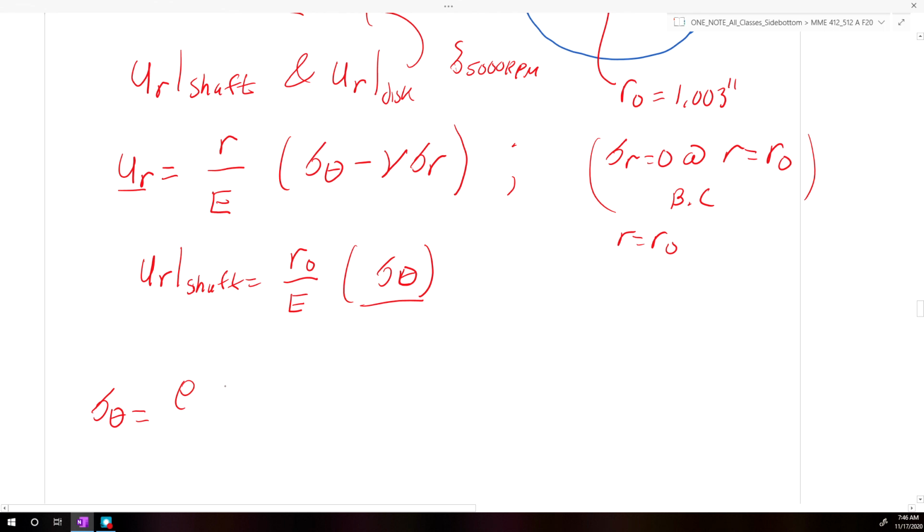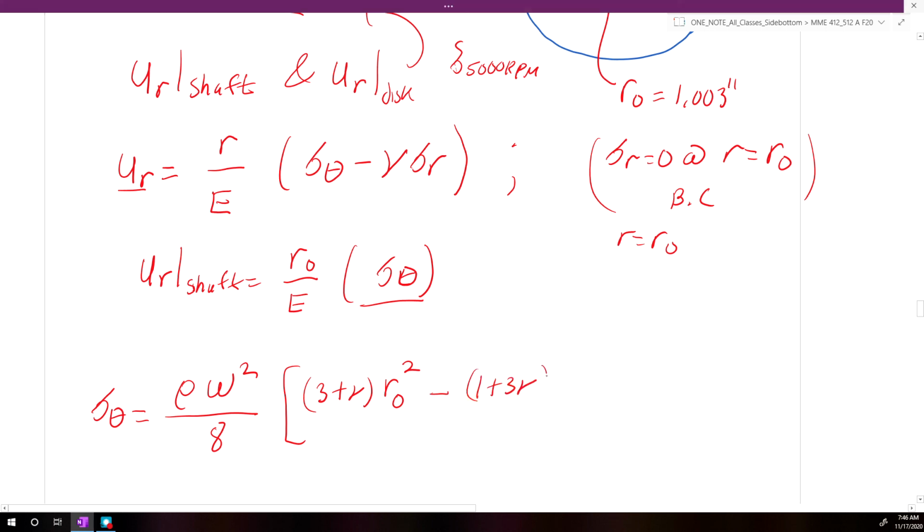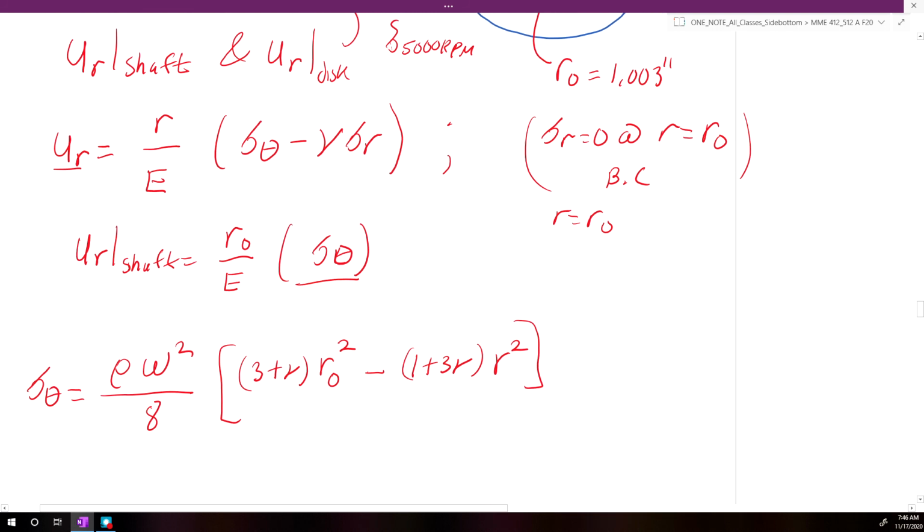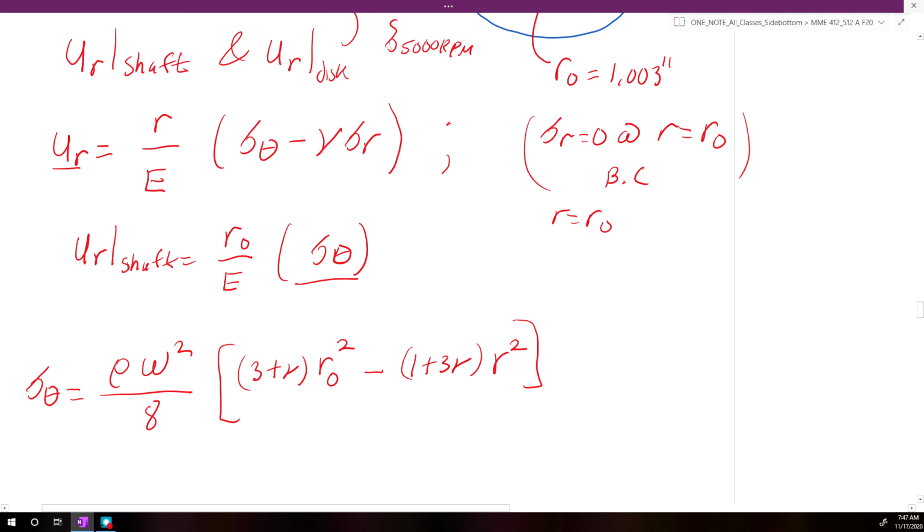So we know that sigma theta is equal to our mass density times omega squared divided by 8 times 3 plus the Poisson's ratio times the outer radius squared minus 1 plus 3 times the Poisson's ratio times the radius squared. All right. So this is the equation for a shaft.